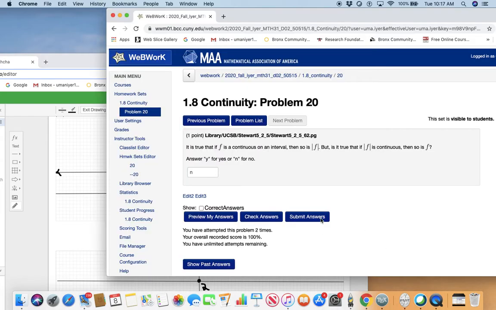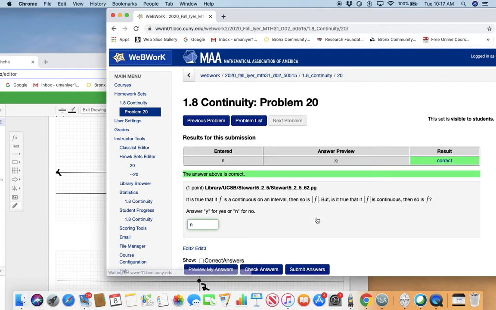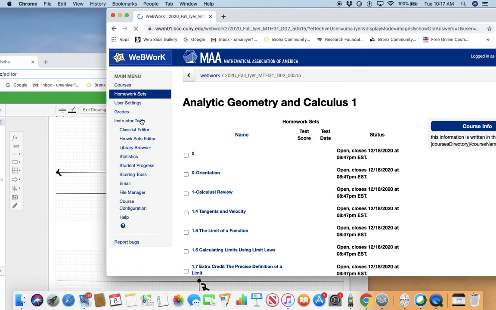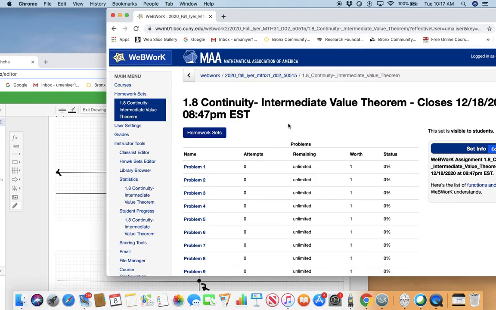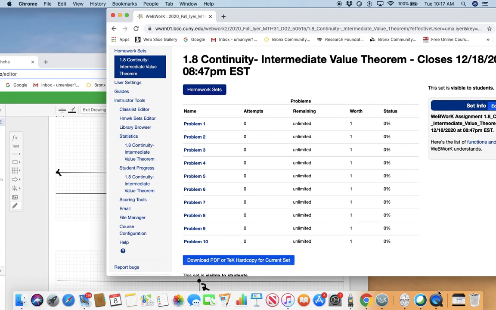All right, so that completes our section 1.8 on continuity. Notice we have the continuity intermediate value theorem also in section 1.8. So the next videos will cover the intermediate value theorem. Okay, until then.